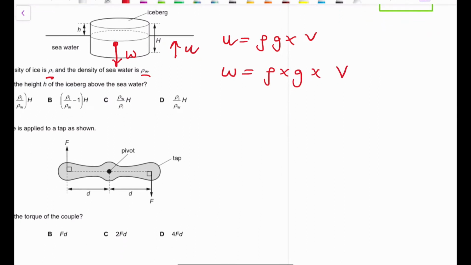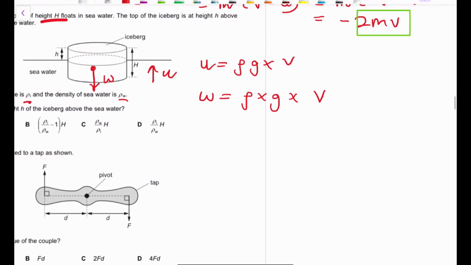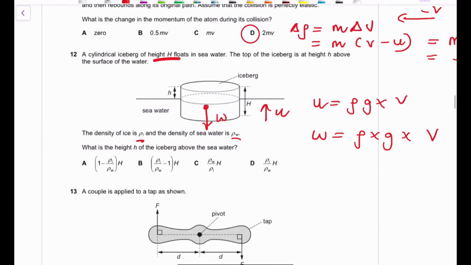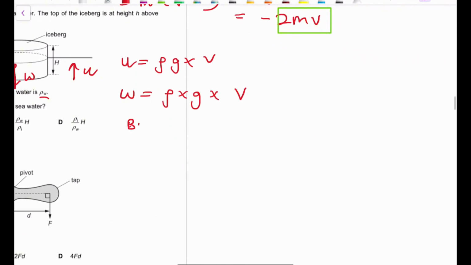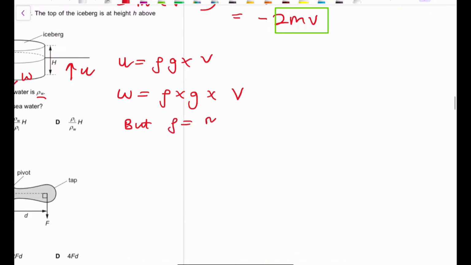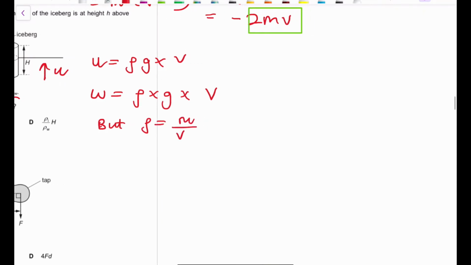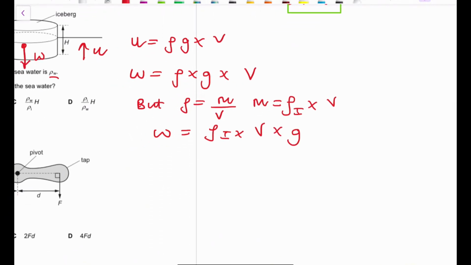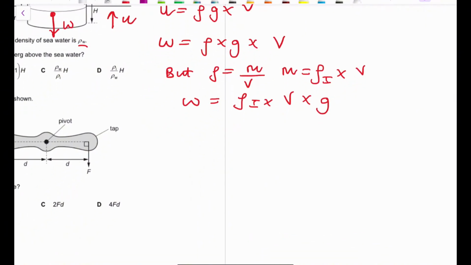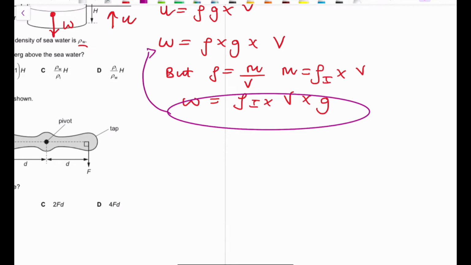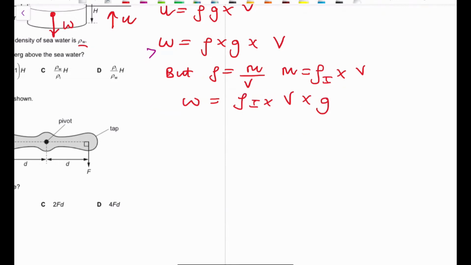But how do I find the weight of this particular iceberg? I know that density is equivalent to your mass divided by your volume, basically. So your mass is going to be the density of your iceberg multiplied by your volume. For the weight of your iceberg, it's going to be the density of the iceberg times the volume of the iceberg times the value of G. So this is basically what you're going to be considering. We can substitute this whole thing here so that we can get something that we can work with, right?